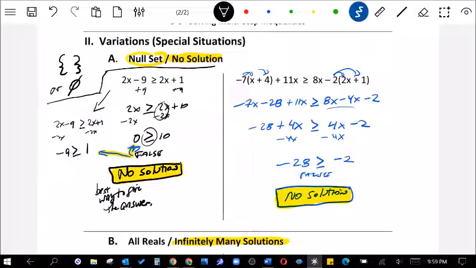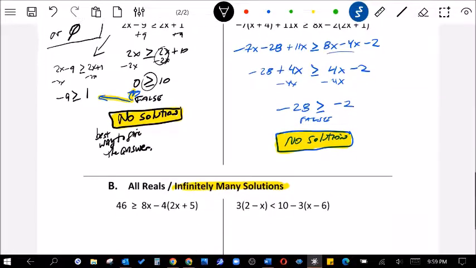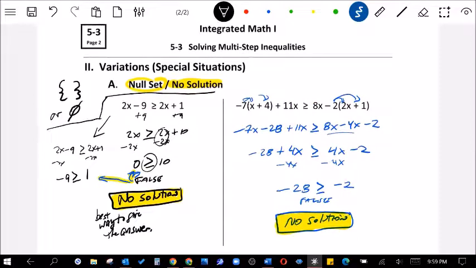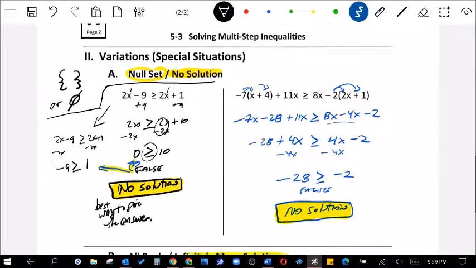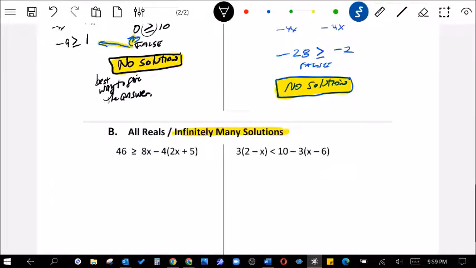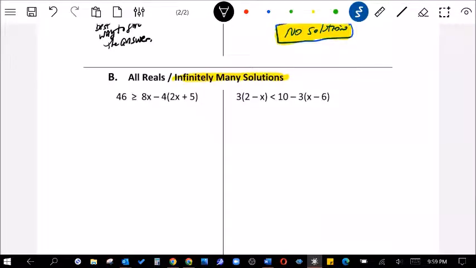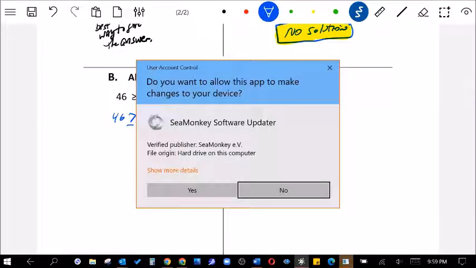Okay. The other one's really straightforward too. Now let's look at the opposite. The previous problems were when there is no number that can go into these two x's places, none whatsoever, that will give you an answer that's correct. This one's different. It's basically saying any number of x will make this a true statement. Well, let's work it out and see what happens. That's 46 greater than or equal to.